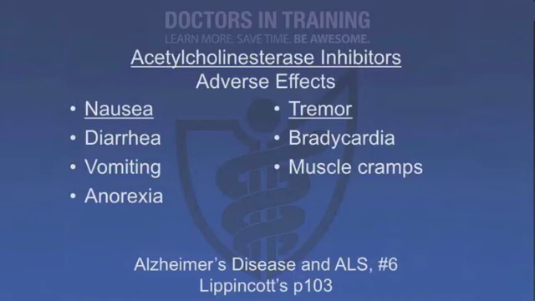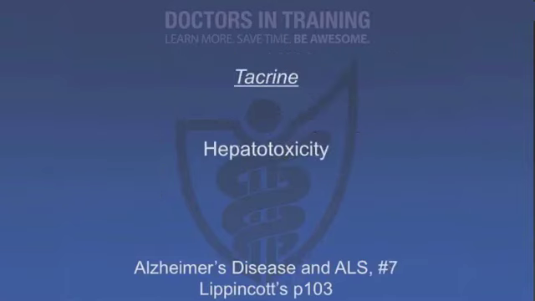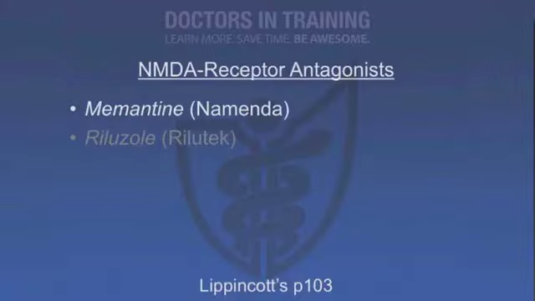These drugs can also cause tremor, they can cause bradycardia, they can cause muscle cramps, and tacrine is associated with hepatotoxicity, so it's not widely used anymore. The other three are still widely used and are generally considered first-line drugs for the treatment of Alzheimer's disease. Now, the other drug we'll talk about is an NMDA receptor antagonist, and that's the drug memantine.